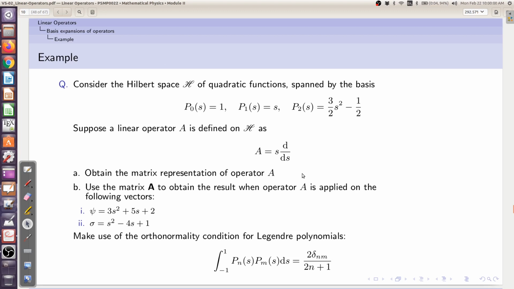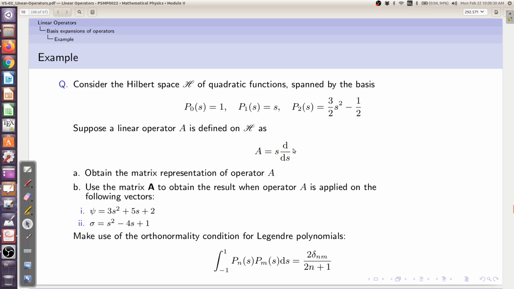So the problem is, let's say we consider a Hilbert space of quadratic functions, which is spanned by this basis, and you can identify these are the Legendre polynomials, the first three Legendre polynomials. You can see here the degree is 2, so any linear combination of these three will give us all quadratic functions. So suppose I define a linear operator like this, that is S multiplied, first you differentiate with respect to S, then you multiply with S.